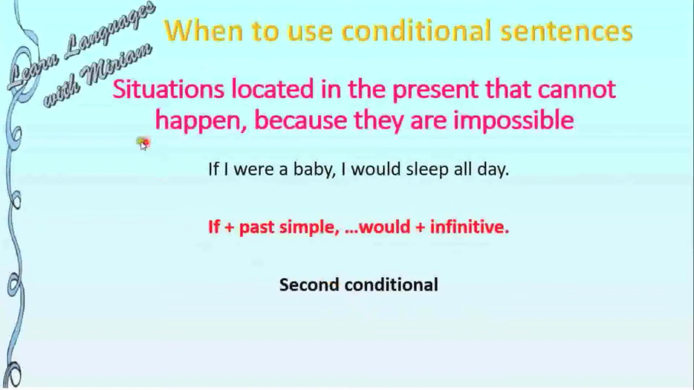For what else? For situations located in the present that cannot happen because they are impossible. I give you an example. If I were a baby, I would sleep all day. This is an impossible situation. So here, what do we use? If plus past simple, and then the next subject with would plus infinitive. So here we use second conditional.